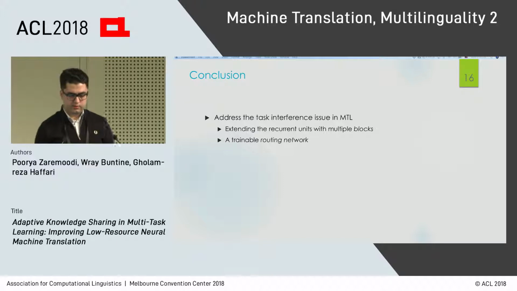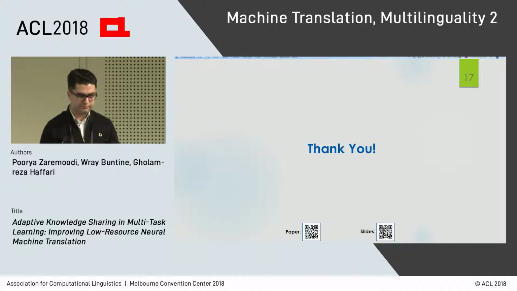So in this work, we address the task interference issue in multitask learning by extending the recurrent units with multiple blocks. Each block has its own flow of information, and we use a trainable routing network to adaptively share these blocks between the tasks. Thank you.